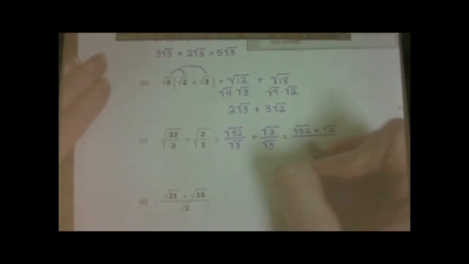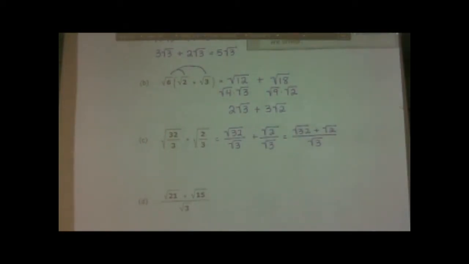So I have the square root of 32 over the square root of 3 plus the square root of 2 over the square root of 3. And of course, in order to add fractions, I need a common denominator, which I do have, the square root of 3. So I'm going to add across. This is the square root of 32 plus the square root of 2. I'll have to simplify that. And my denominator is the square root of 3.